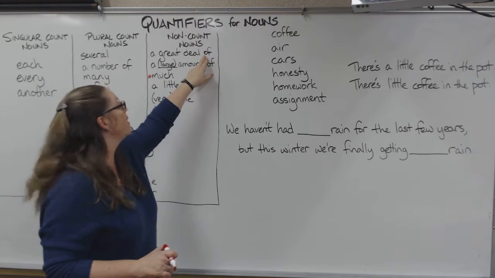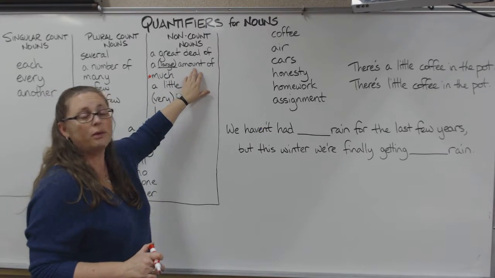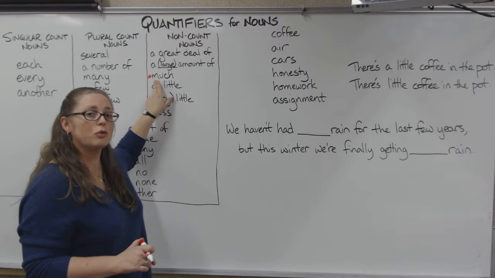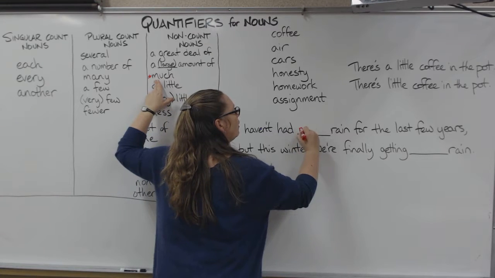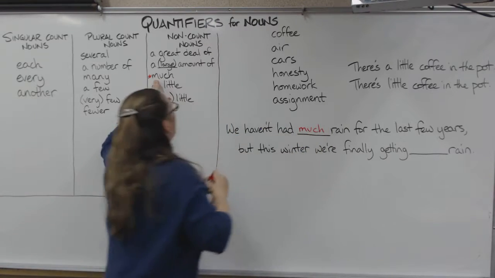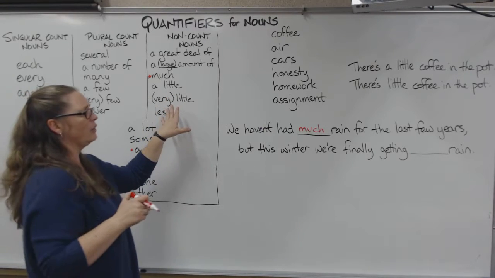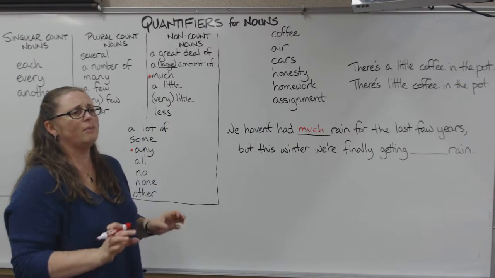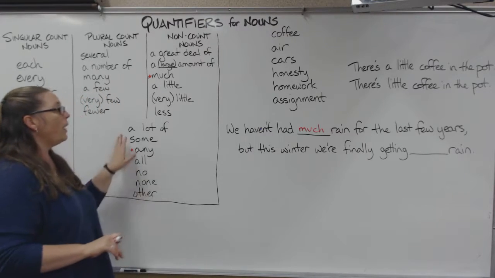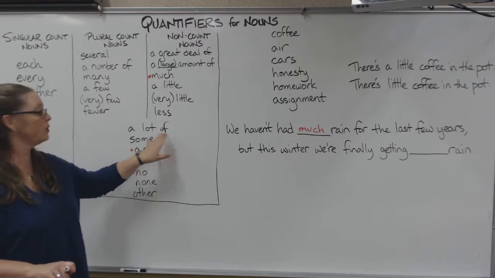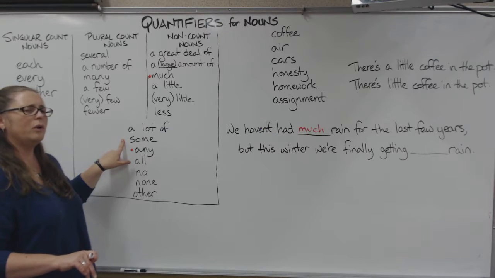That would be a good possibility. We haven't had a large amount of rain. That would be good. We haven't had much rain. That's probably the most common. So let me put that here. We don't want to say we haven't had little rain. That's like having a double negative in English, which we don't like to do. We haven't had a lot of rain. That's okay. We haven't had some rain. We wouldn't usually use that.